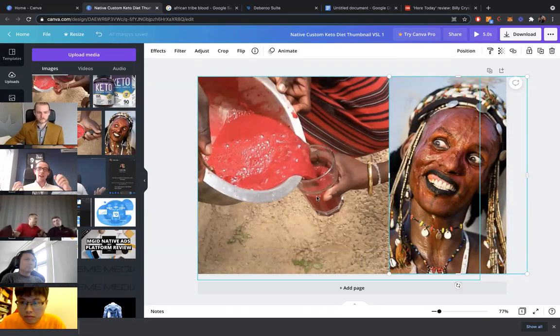Probably, most likely. But the question is, will it get approved? Because it's obviously quite intense. This looks like soda, but we all know it's not soda, right? Well, it's the dirty kind of soda.